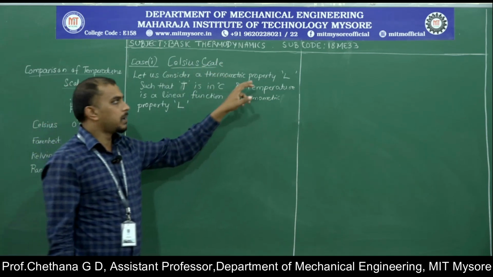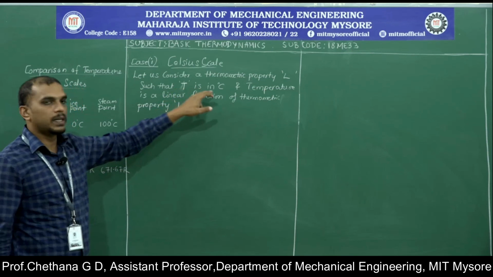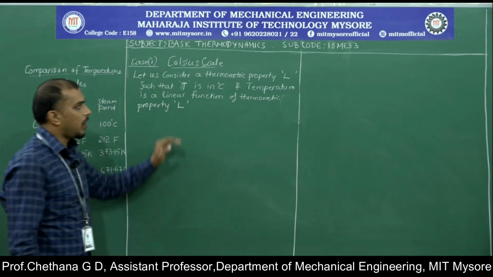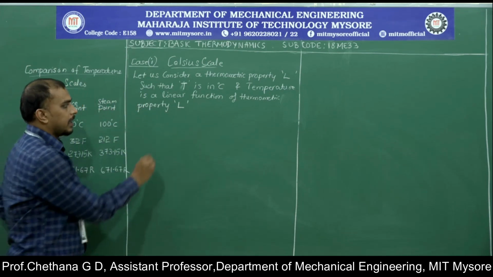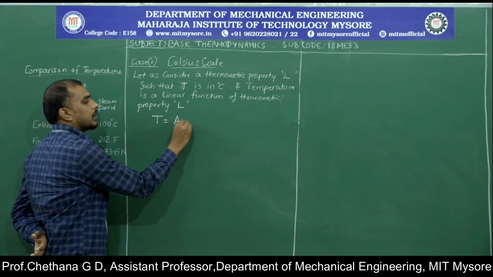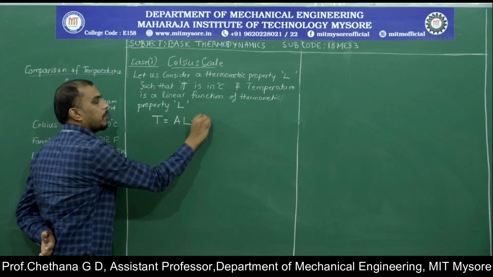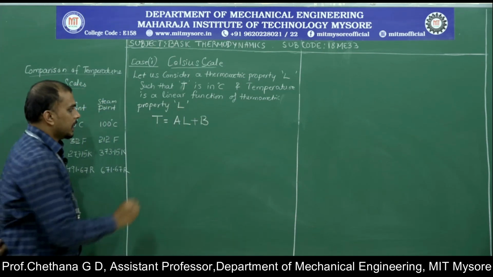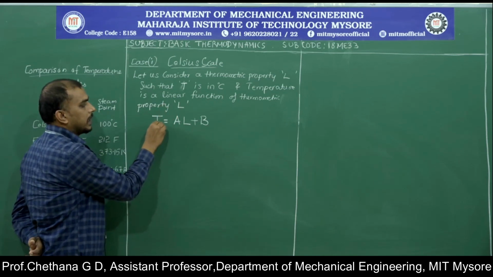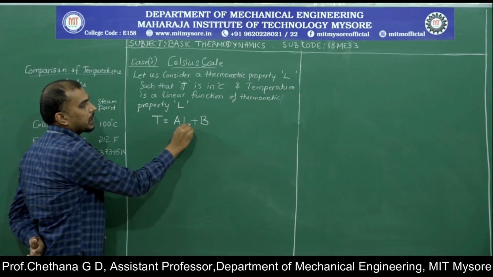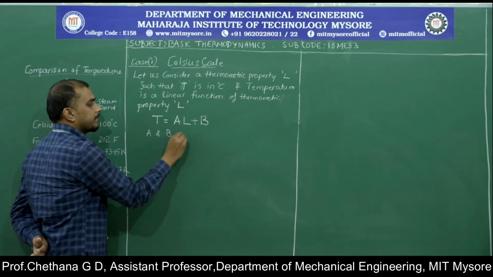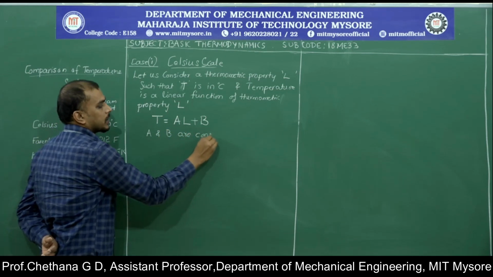We are considering a thermometric property L such that the temperature T is in degree Celsius, and temperature is a linear function of the thermometric property L. Since it is a linear function, I can denote T = AL + B, where A and B are constants.